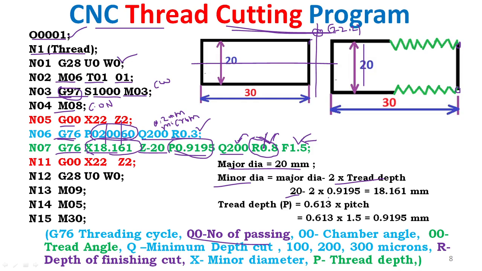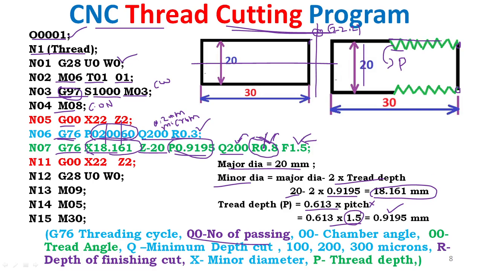So how do we calculate the thread depth? Thread depth is calculated using 0.613 times the pitch. We choose the pitch as 1.5, 1 or 2. Here it is 1.5, so the thread depth is 0.9195 mm. So 2 times 0.9195 gives the minor diameter of 18.161.